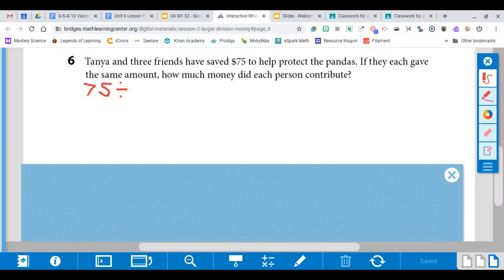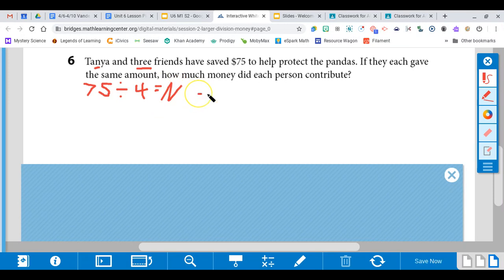And how many equal groups am I trying to break this 75 into? Most people would look at it and think, well, 3 friends, right? So divide it by 3, but it's Tanya and 3 friends. So it's Tanya plus her 3 friends. So there's going to be 4 equal groups. So I need to figure out what 75 divided by 4 would be.